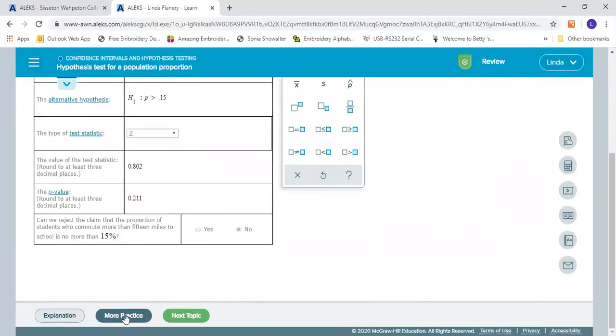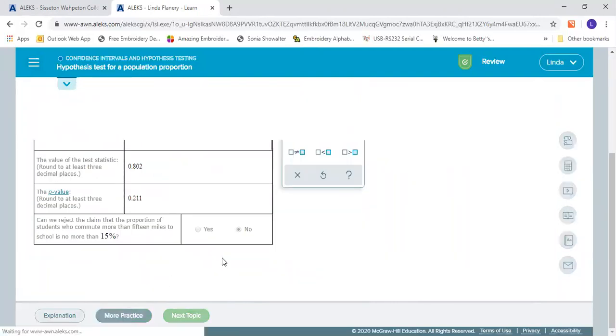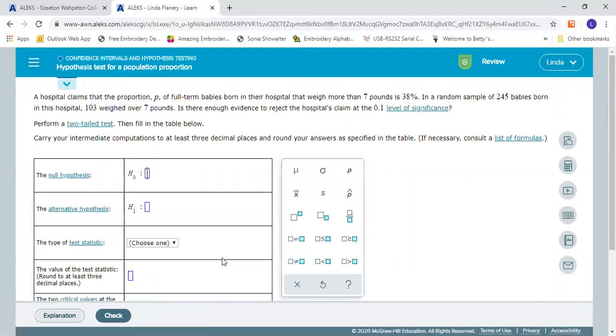All right, I'm going to go to more practice here and look at one more. A hospital claims that P of full-term babies born in the hospital that weigh more than 7 pounds is 38%. In a random sample of 245 babies born in the hospital, 103 weighed over 7 pounds. Is there enough evidence to reject the hospital's claim at a 0.1 level of significance?